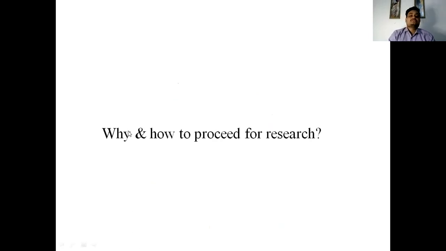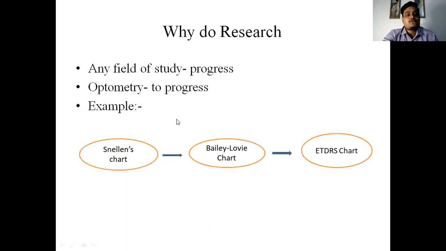And the second one is why and how to proceed for a research paper. Any field of study which will lead to progress of that particular area requires research. For example, optometry in the 90s is something very different in 2021. Why? Because there is artificial intelligence, teleophthalmology or teleoptometry, and progress in treating and diagnosing the patient compared with earlier aspects. So this is what research is. Research will add to the progress of any particular field.